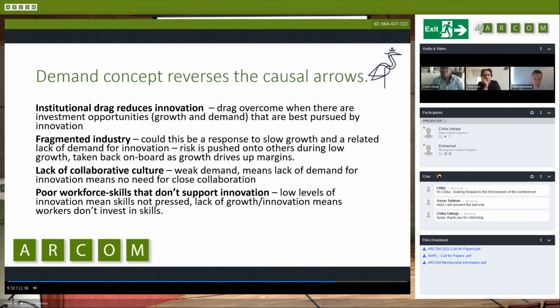So what you can do with the concept of demand is to take our existing theories of innovation and actually reverse the causal arrows towards them from economic growth to the observable empirical facts like institutional drag, fragmentation, lack of collaborative culture, poor workforce skills, etc., etc. And what you can begin to suggest actually is that it is a lack of growth which leads to institutional drag, which leads to a fragmented industry, which gives rise to a low innovation culture, and which leads to lack of investment in training and in workforce skills generally.